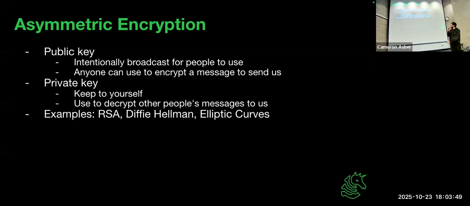Some examples are RSA, which is what we're going to mostly cover today. There's Diffie-Hellman, which we touched on last time. And there are more examples like elliptic curve cryptography, which I don't know if we're going to cover.